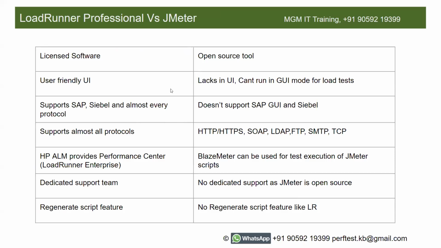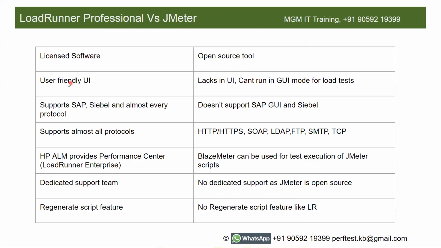Now let's understand the difference between LoadRunner and JMeter. This is only for those who completed LoadRunner, for the February batch. Others can ignore this slide. I listed some important points in the form of a table comparing LoadRunner and JMeter. LoadRunner is licensed software, whereas JMeter is an open source tool. You are already aware of this previously, isn't it?